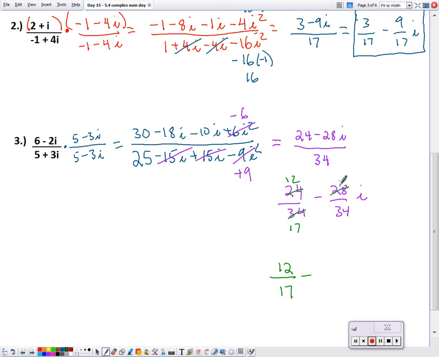Well, same thing, even numbers. This is 14 and this is 17. So minus 14 over 17i. And that, my friends, is division of complex numbers, where there actually is no division going on, just a whole lot of multiplication.